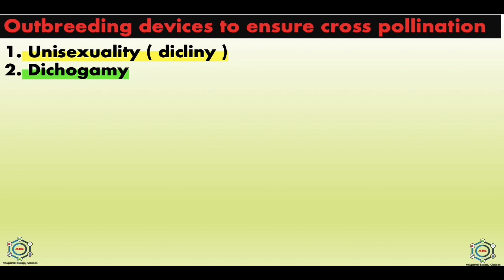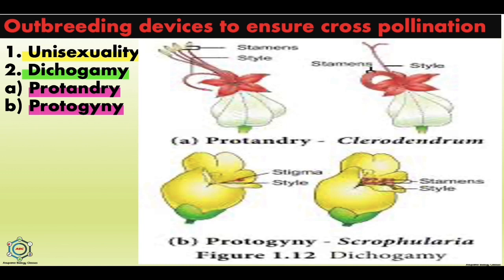First one is protandry and second is protogyny, as you can see in the picture. In case of protandry, the anthers mature earlier than the stigma of the same flower, like salvia, sunflower, rose, etc. And in case of protogyny, the stigma matures earlier than the anthers of the same flower, like mirabilis, gloriosa, plantago, etc. So, according to the name, it's clear that proto means before, okay? And andry means male reproductive organ and gyny means female reproductive organ.